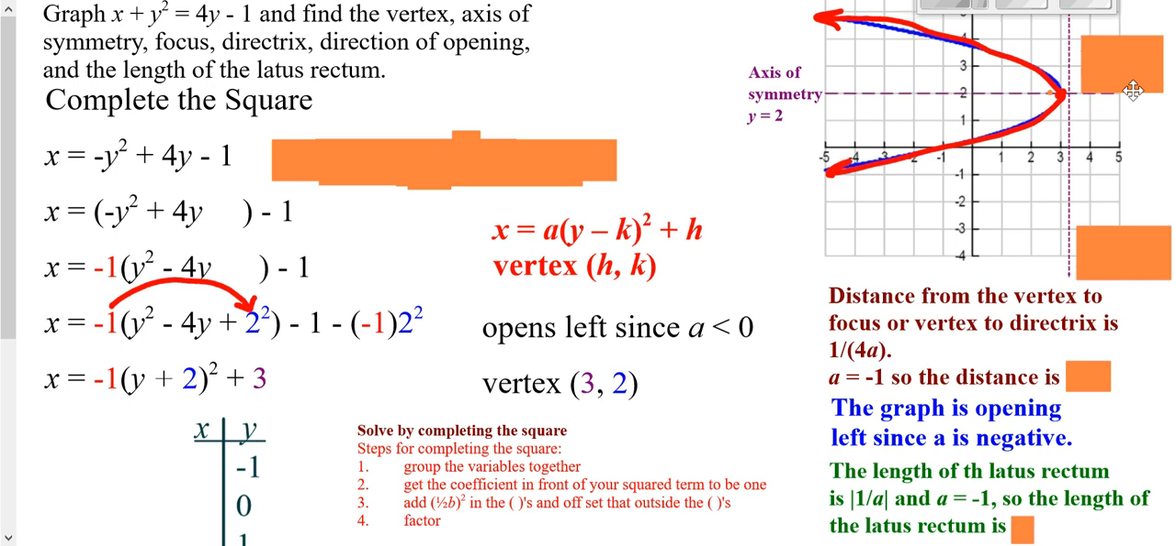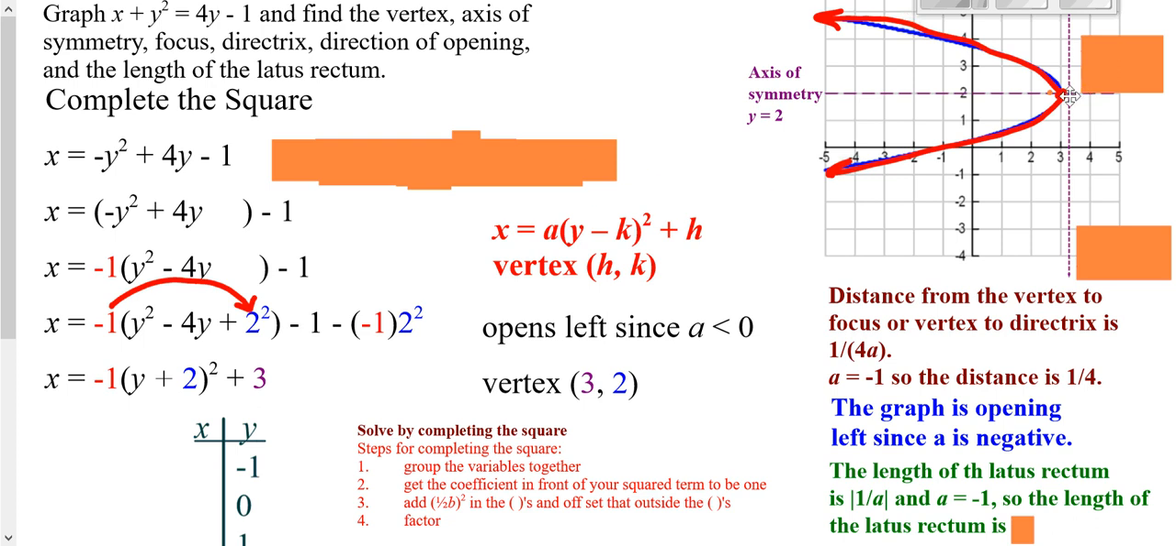Now, to figure out your focus here in orange: your focus is always in the direction of your opening, which is left, so we have to be to the left of our vertex. Your directrix is always in the other direction, so that's going to be to the right. That 1 over 4a tells you how far to go from your vertex to your focus or vertex to your directrix. In this case, a is -1. We plug in -1, we get 1 over -4, but remember we're dealing with distance, so it's 1/4.